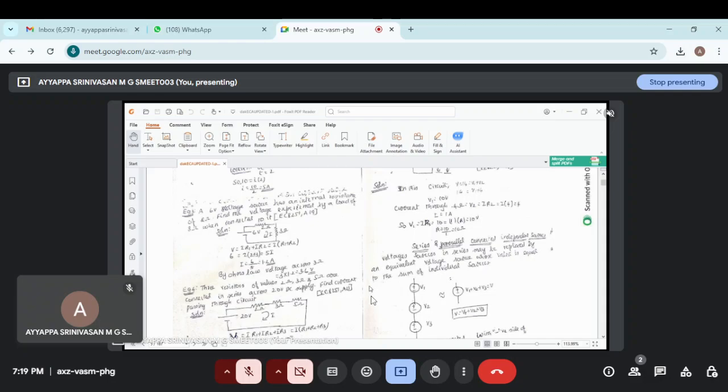The next thing we are going to see is series and parallel connected circuits as well as Kirchhoff's current law, that we will see in the next video.